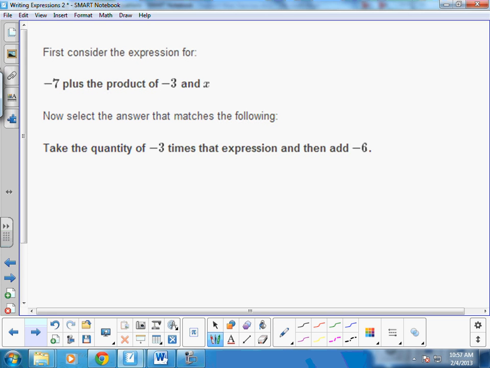A negative 7 plus the product of a negative 3 and x. So negative 3 and x, that product, so that's negative 3 times x, that's negative 3x, plus the product, so we're adding a negative 7. And again, remember, adding a negative 7 is the same as subtracting 7.